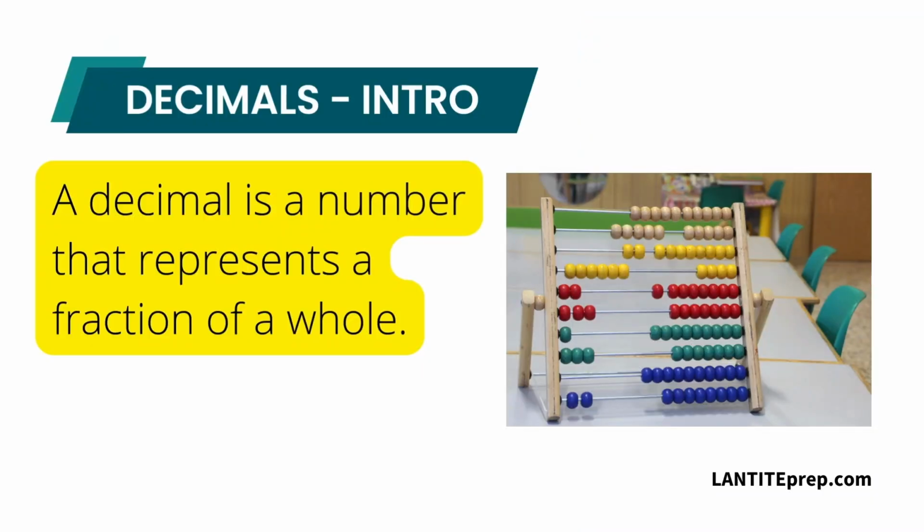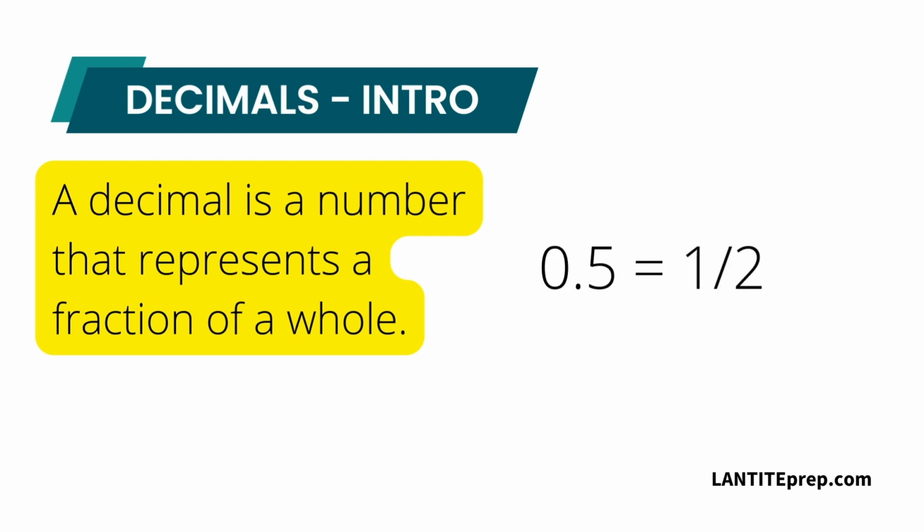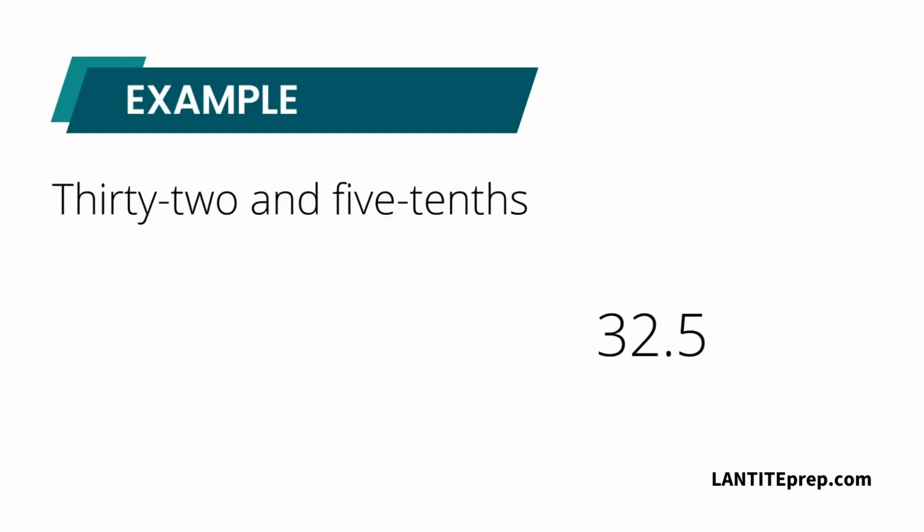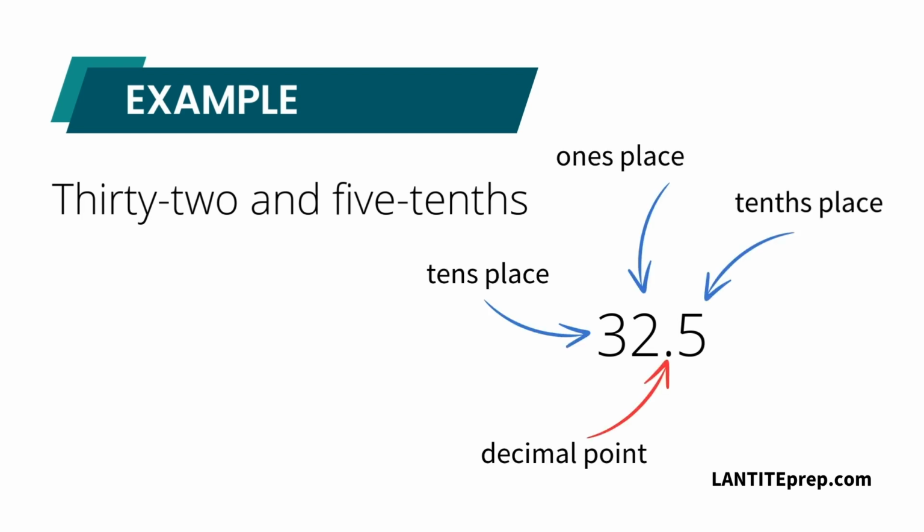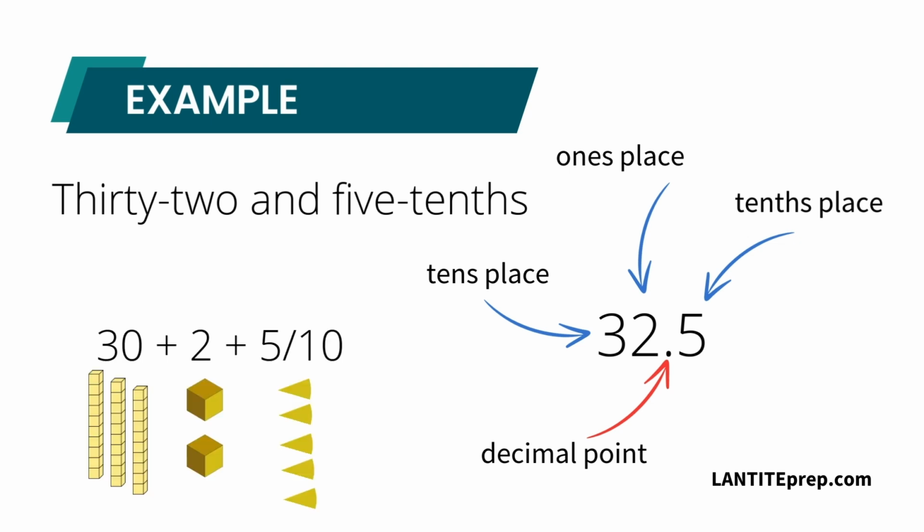Starting with recalling that a decimal is a number that represents a fraction of a whole, such as 0.5, which means half of 1. Moving on, let's have a look at the example, 32 and 5/10. Notice that the decimal point goes between ones and tenths. Moreover, the number 32.5 has 3 tens, 2 ones, and 5 tenths, like this.